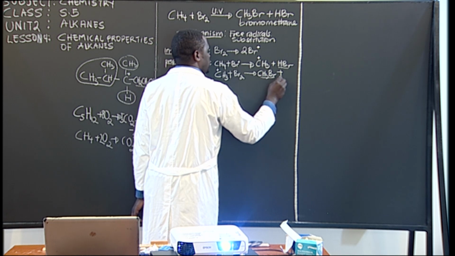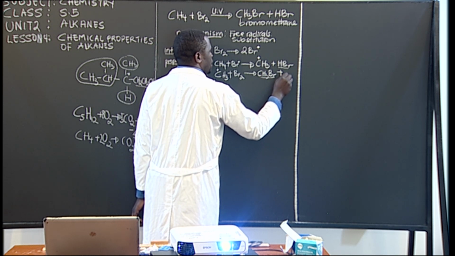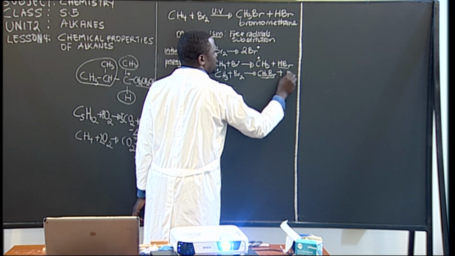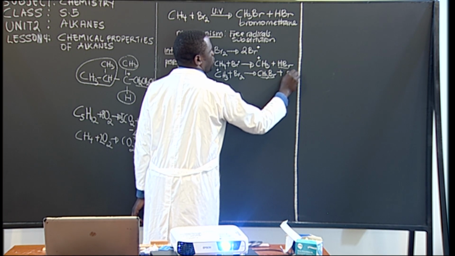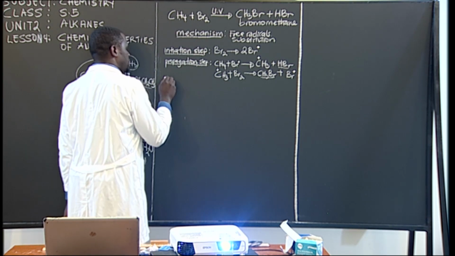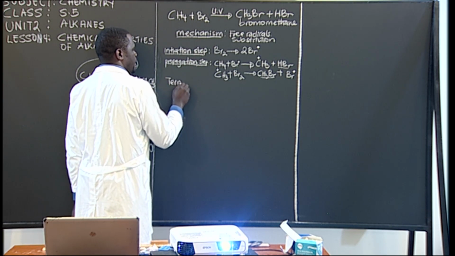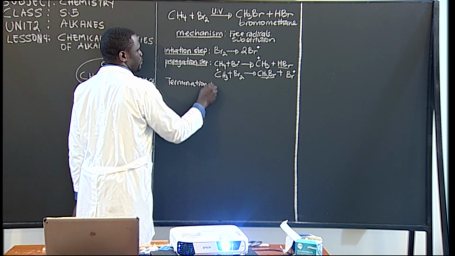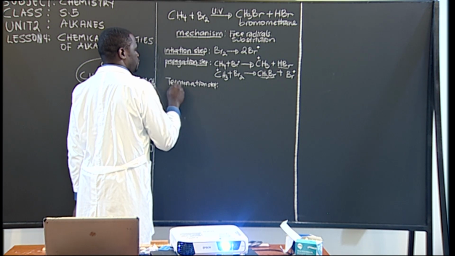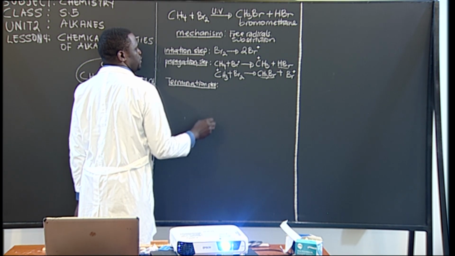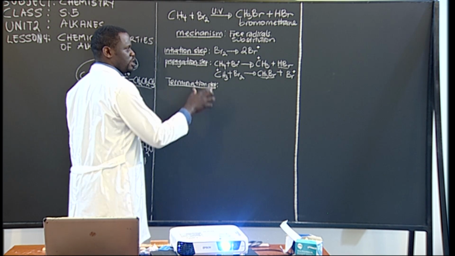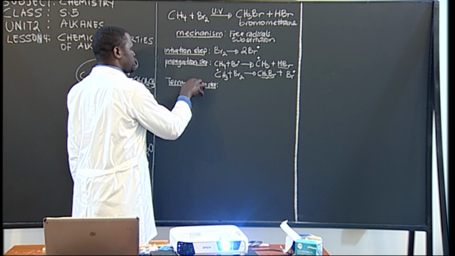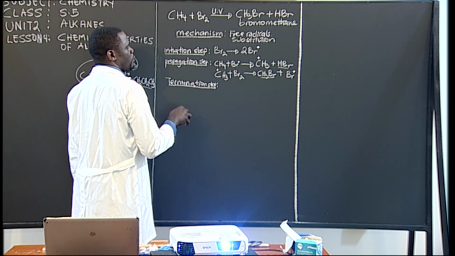Then we shall also have, again, HBr. Then we shall also have another what? Radical. So the last step we shall call the termination. Termination. The termination what? Step. So in the termination step, if you want to get it very well, it's normally a combination of radicals. Any of the radicals which have been formed here can combine and form what we call a product.